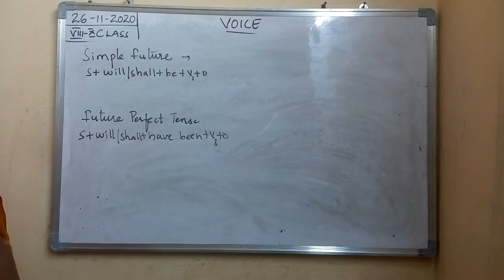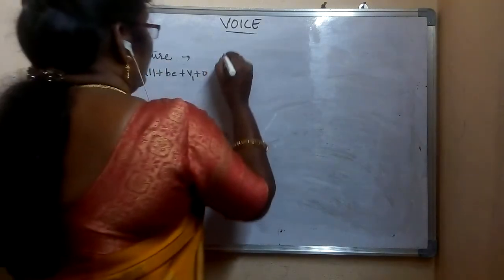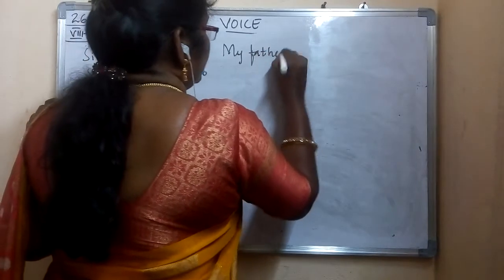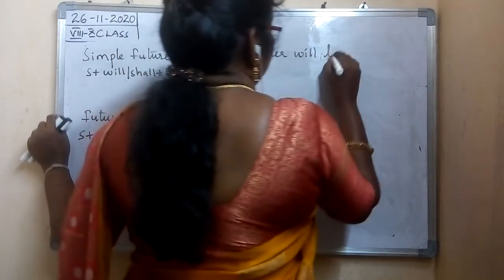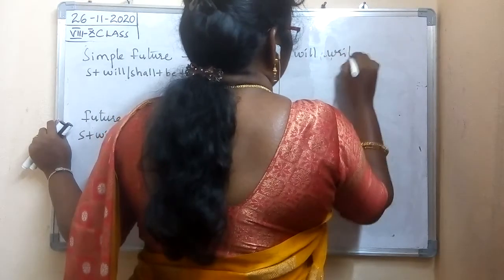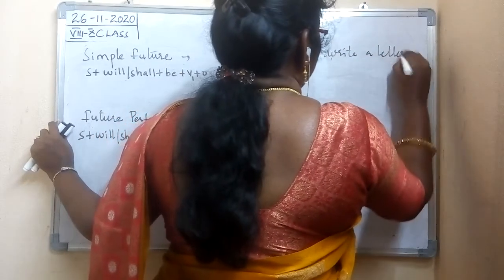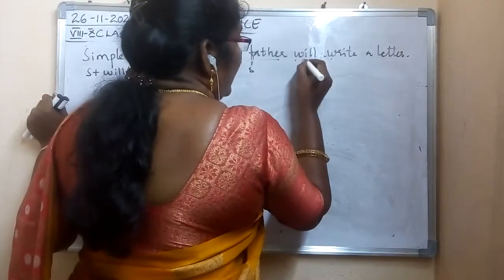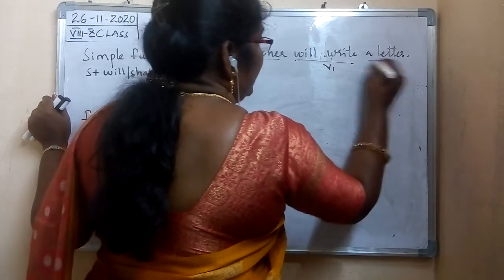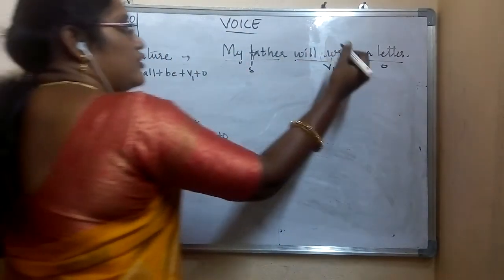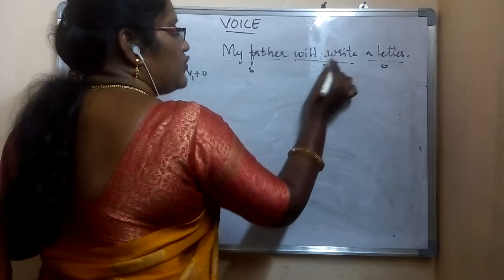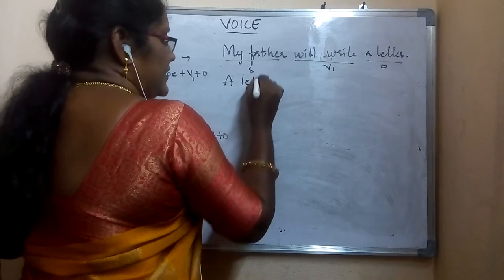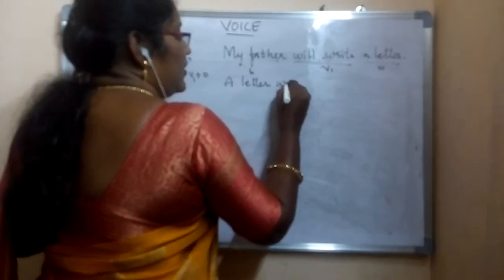For example, my father will write a letter. Now see here, my father is subject. Okay, will write, again it is in V1, and letter is object. So now according to the structure, this is will. Write is what? V1. A letter is what? Object. So now what do I have to start with? A letter will. Okay, as it is.